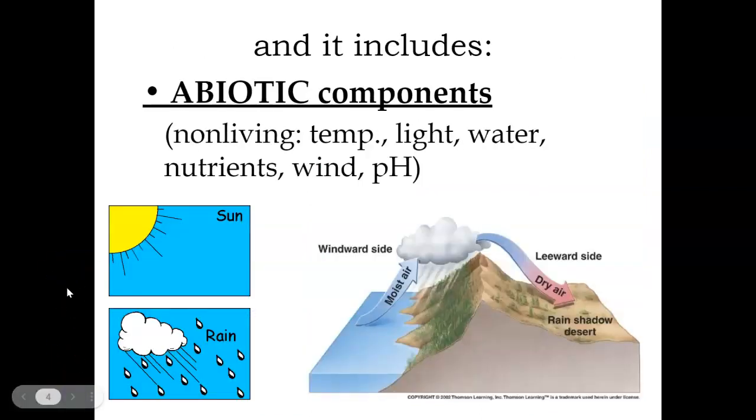Anything not alive is considered to be abiotic. A means not or without, so without life or not alive. So this is going to be anything that's non-living. For example, temperature fluctuations or amount of light that's available, amount of water or precipitation that's occurring within that area, nutrients within the soil, such as nitrogen, phosphorus, things that plants will need to be able to uptake, wind, pH, the rocks, anything non-living is abiotic.